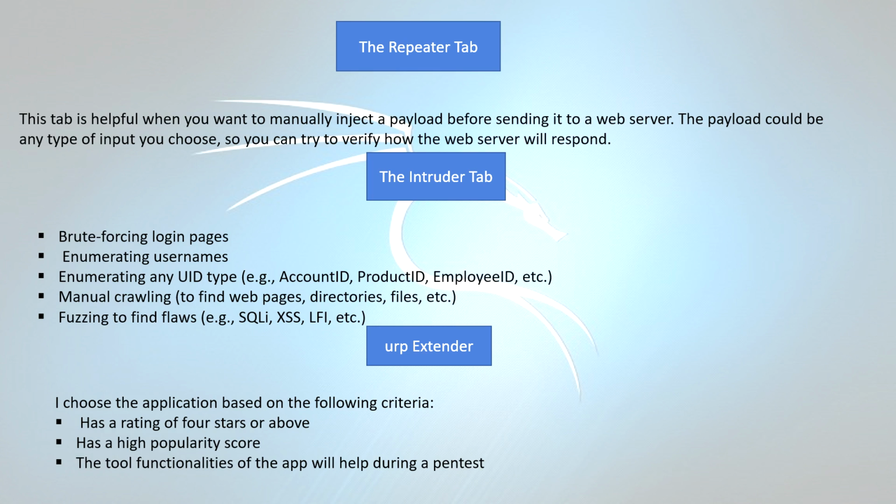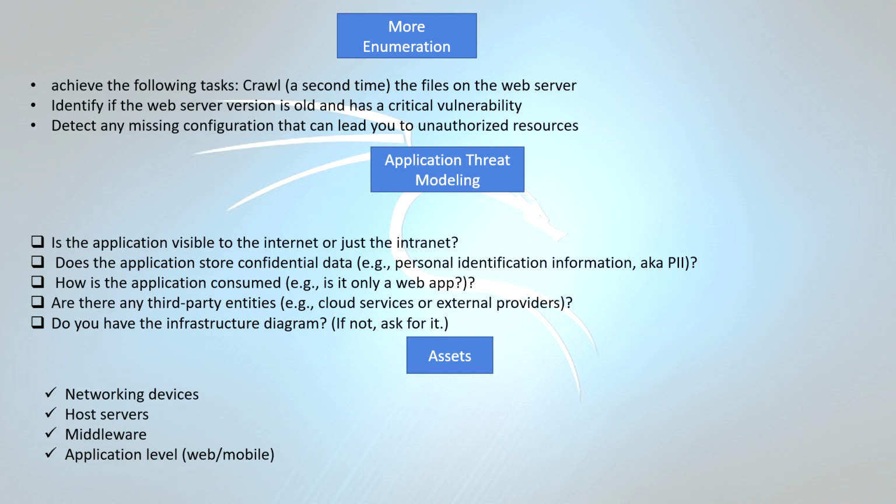The intruder tab. Brute force the login phase, enumerating the username, enumerating any UID type. Next, more enumeration: identify the web server version and the machine, and assess the network device, the host server and the middleware application.